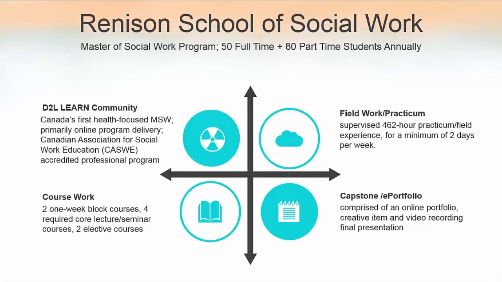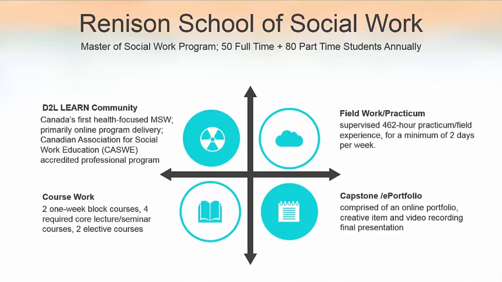So, a little bit about our program at the Renison School of Social Work. We have 50 full-time students each year and about 80 part-time students, and we utilize the D2L learning community, which has been really helpful for connecting with our students across Canada. Our students are from coast to coast and often in rural, isolated communities, so connecting through D2L is helpful to provide a sense of community.